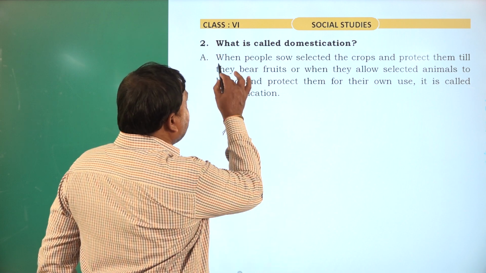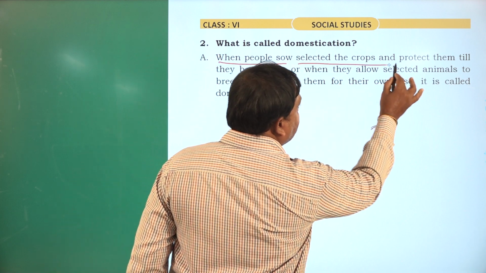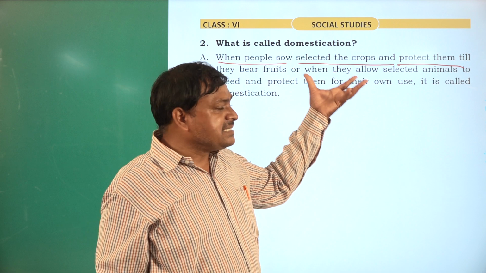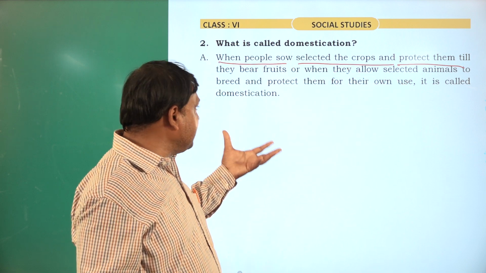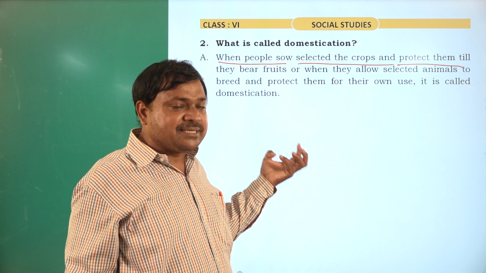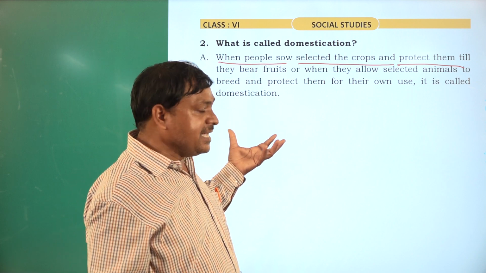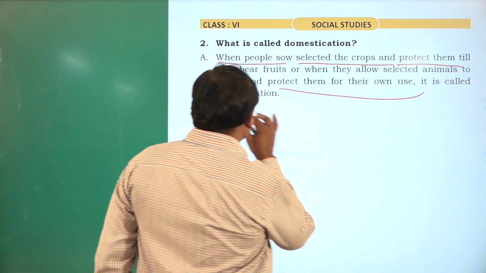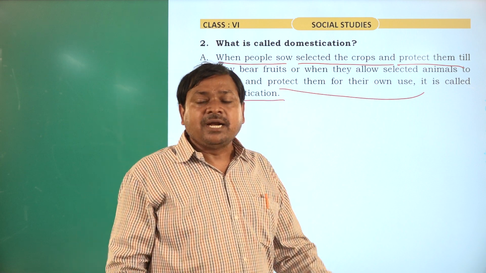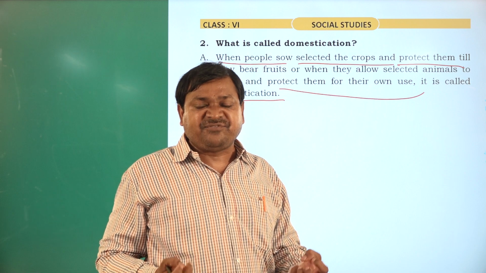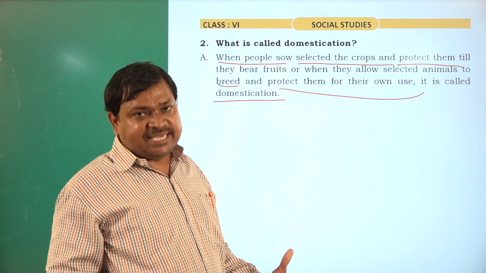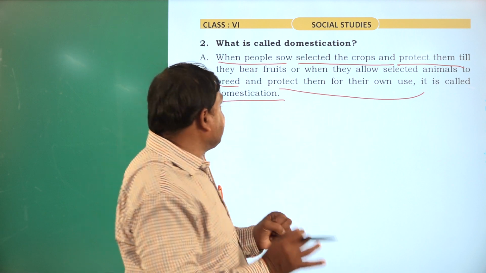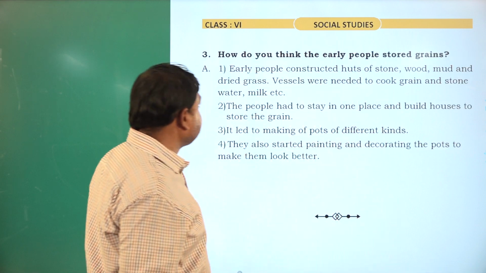When people selected some types of crops, they protected them, and they selected some types of animals as well as seeds, and took a good breed. Good breeds of the animals, they protected them, and that is called domestication. Domestication is nothing but selecting some types of plants and animals and rearing them. Domestication means rearing and protecting. Next, we'll go to the third question.